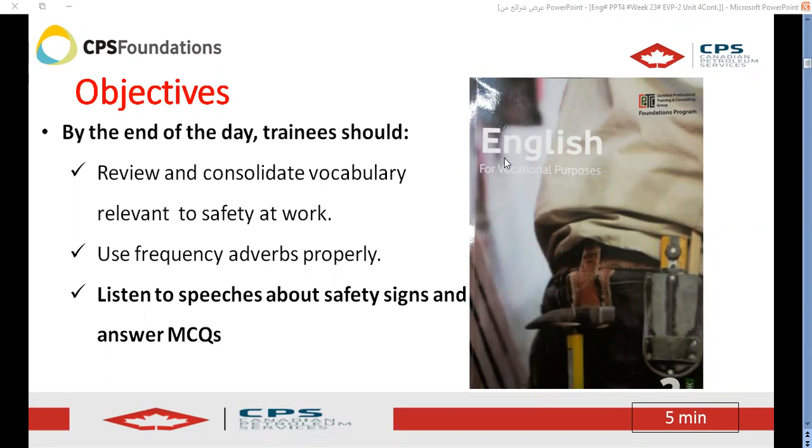By the end of this lesson, you will be able to review and consolidate vocabulary relevant to safety at work. You'll be able to use frequency adverbs properly, and you will be able to listen to speeches about safety signs and answer multiple choice questions.